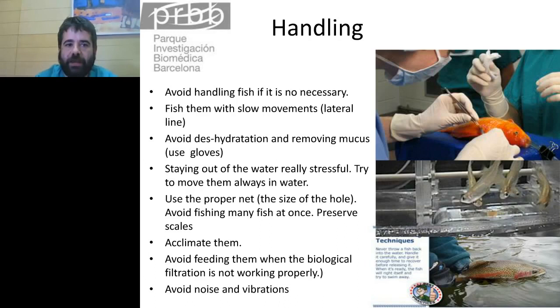If the fish have to be in static tanks without flow, we should avoid feeding them because they are going to secrete ammonia and the water quality is going to decrease really fast. Also, we should know that vibrations and noise are really harmful for fish and they get really stressed by that.